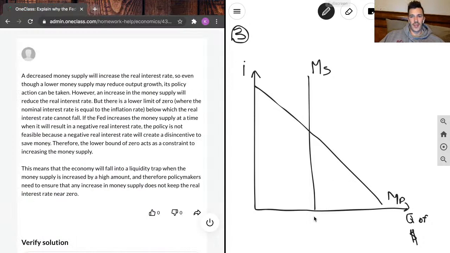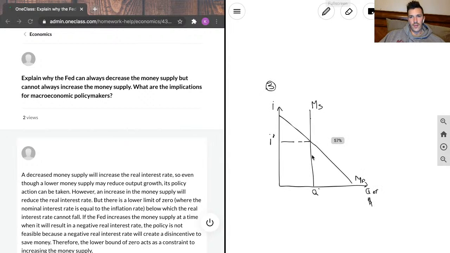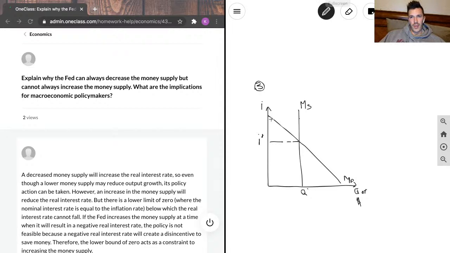So here, obviously, when it's at equilibrium, Q star, quantity supplied equals the quantity demanded of money. And we're going to have i star, which is the equilibrium nominal interest rate. So we can always decrease the money supply. Actually, let me make this bigger. I gotta redraw the graph.